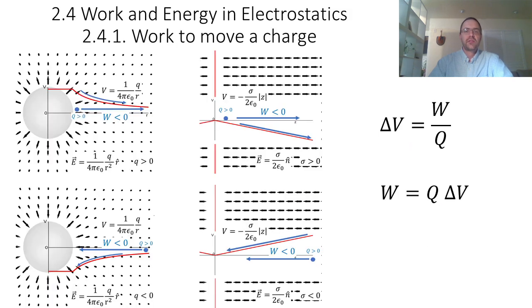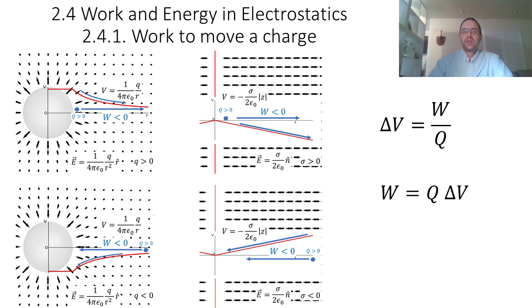So in all of these examples, the positive charge will move towards the minimum electric potential, and this is because when Q is positive, W and delta V have the same sign. So decreasing the potential energy is the same as decreasing the electric potential.